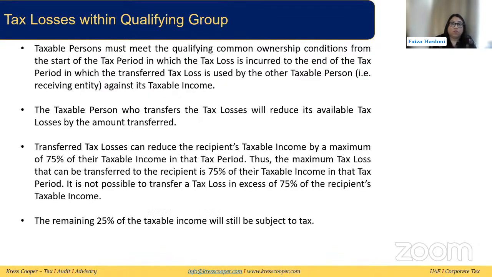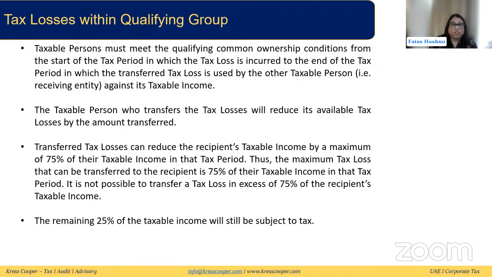Now, in terms of the common ownership condition, the taxable person has to meet this qualifying common ownership condition from the start of the tax period in which the tax loss is incurred. Meaning that from the time that company A incurred the tax loss till the time that it is transferred and used by the other taxable person, let's say company B, when it's utilizing it, this common ownership condition needs to be met through this whole period, from the start of the tax period in which the tax loss was incurred to the end of the tax period in which the transferred loss is utilized by company B. So the common ownership condition needs to be met in this timeline.